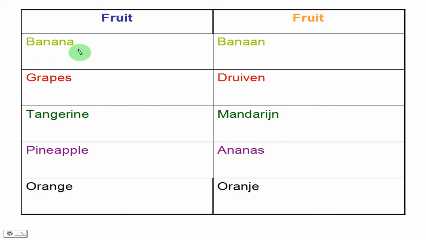Banana. Yes, banaan. Grapes. Nice. Druiven. Tangerine. Mandarijn. Pineapple. Good. Ananas. Orange. Oranje. And orange is also the Dutch national color.